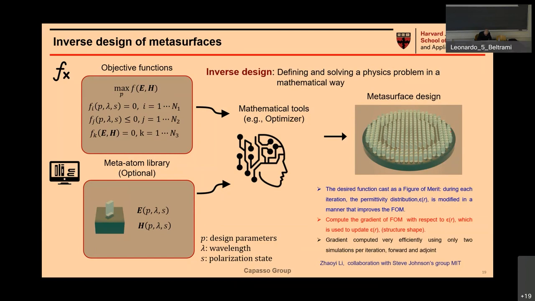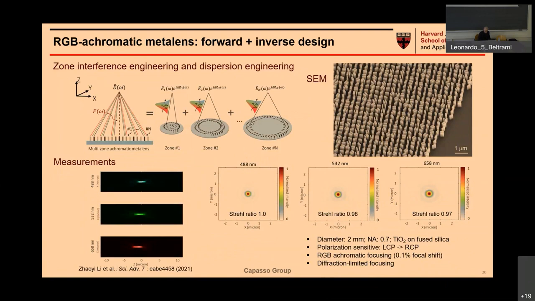And here we have a nice collaboration with the group of Steve Johnson at MIT. And in fact, this is the first example of a lens that was designed with a combination of forward design and inverse design, basically, where we wanted to achieve an RGB lens which focused the primary colors at exactly the same focal distance. Okay, and actually you can see here that we succeeded pretty well.